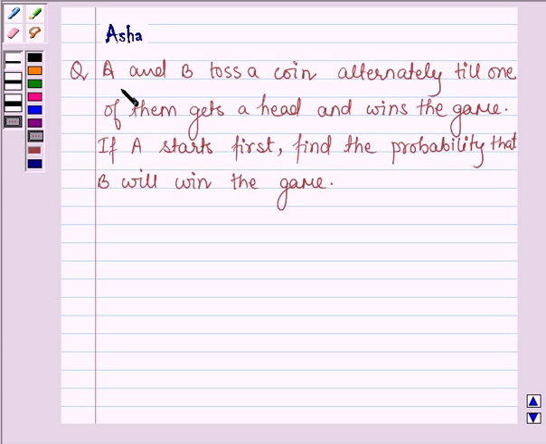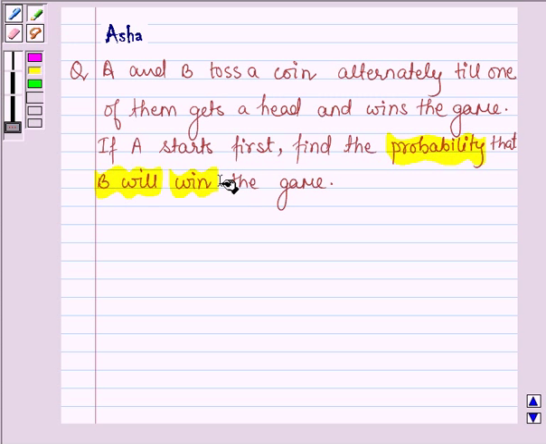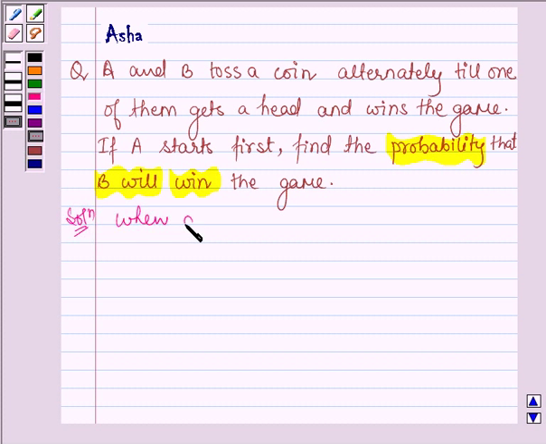The given question says, A and B toss a coin alternately till one of them gets a head and wins the game. If A starts first, find the probability that B will win the game. Let's start with the solution. We know that when a coin is tossed, possible outcomes are head and tail.